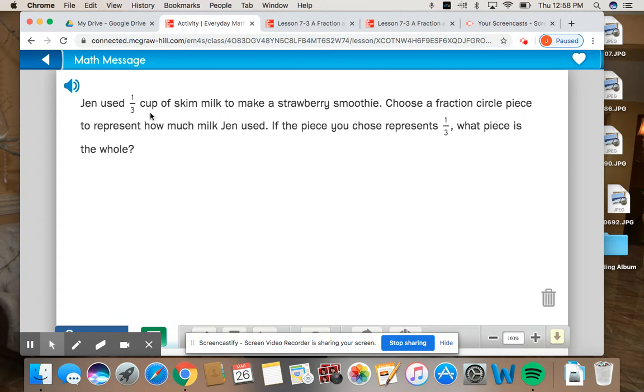Jen used 1/3 cup of skim milk to make a strawberry smoothie. Choose a fraction circle piece to represent how much milk Jen used. If the piece you chose represents 1/3, what piece is the whole? So I want you to go ahead and do that. So pause the program because I'm going to go ahead with the solution. So pause it, try it on your own first, on your paper or in your own platform so you don't see the solution.